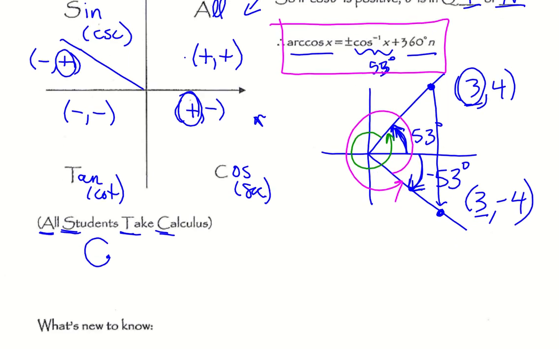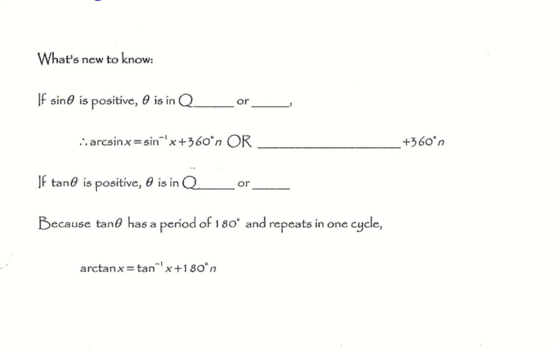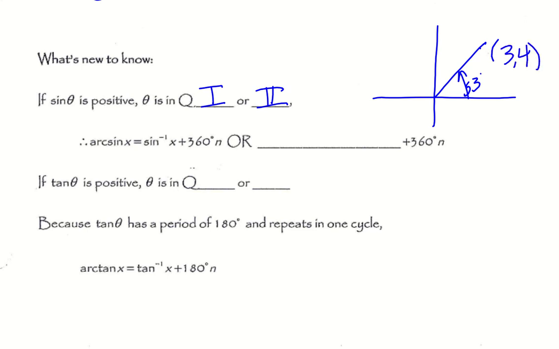Now we're going to add two more. What's new to know is this: if the sine of theta is positive, then theta must be either a quadrant 1 angle or a quadrant 2 angle. If we take our same reference angle of 53 degrees, and a point on that terminal side, which is the point (3, 4), then since the sine depends on y, there's another point in the second quadrant with the coordinates (-3, 4), and it would give us the same value of the sine, where this reference angle is 53 degrees.